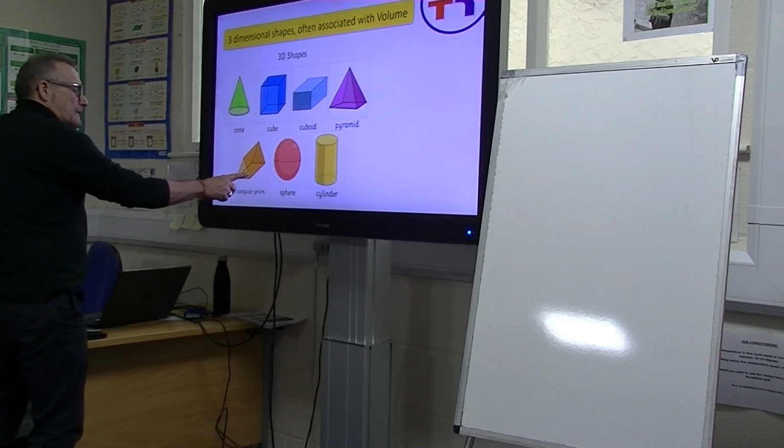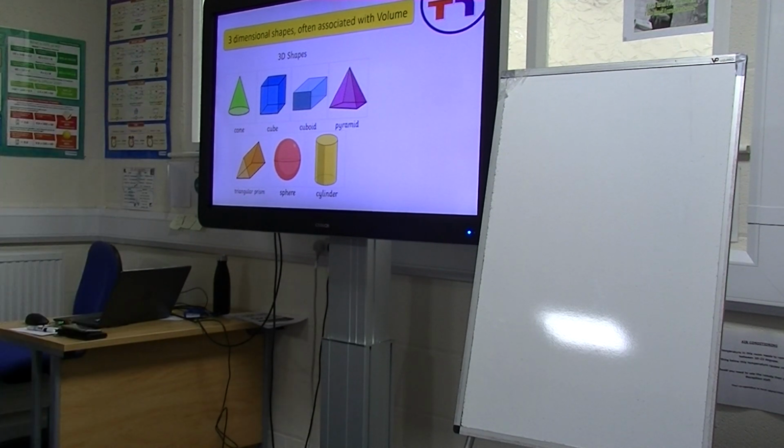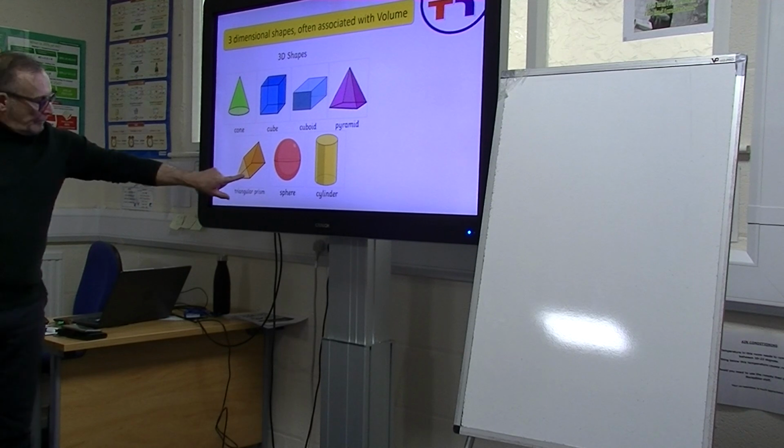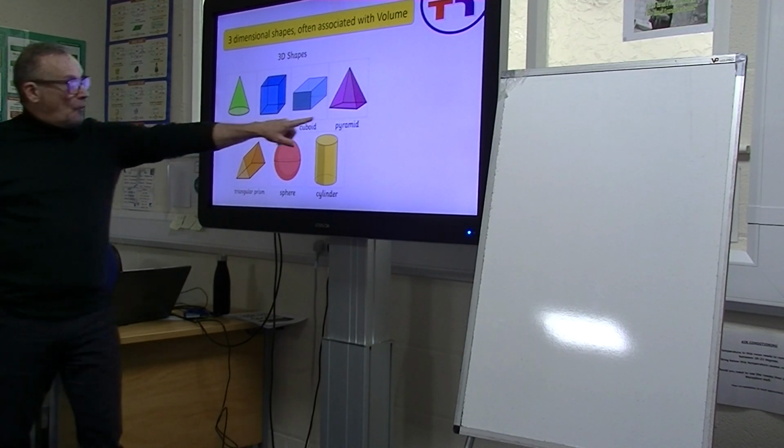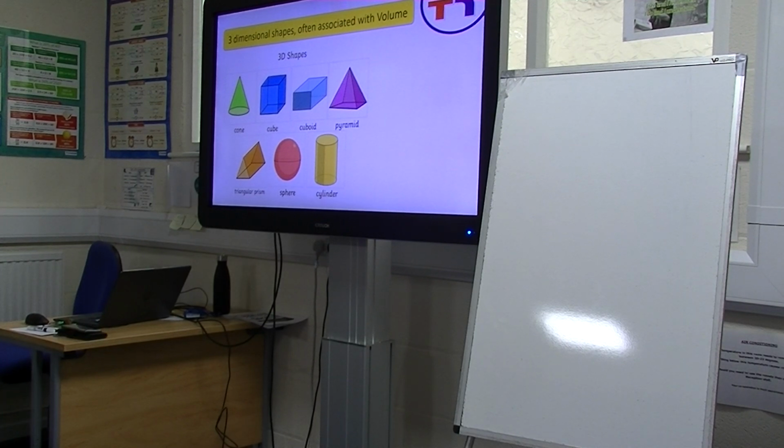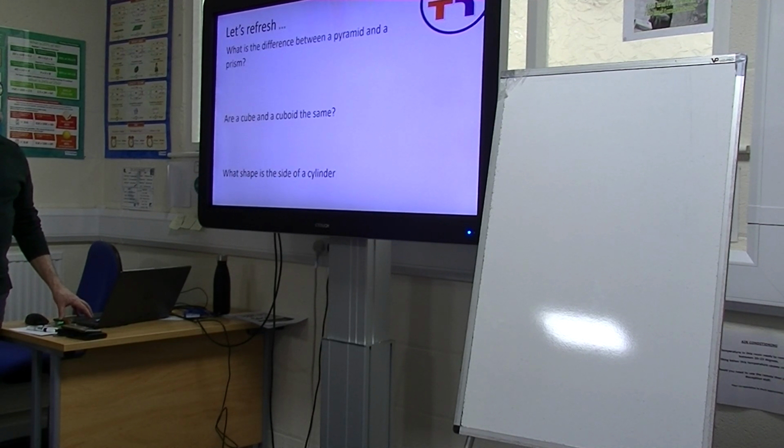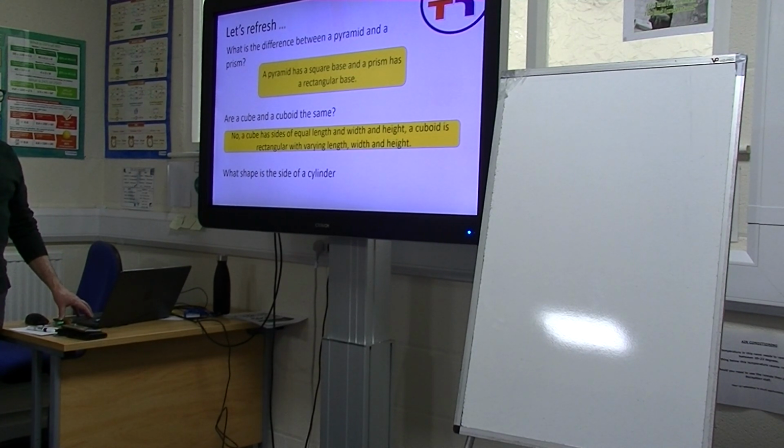Look at the difference between the prism and the pyramid. Okay? There is a difference. That's 3 sides, that's got 4. Okay? So that's the difference between the 2. What's the difference between a pyramid and a prism? The sides. Yeah. A pyramid has a square base and a prism has a rectangular base. Are a cube and a cuboid the same? No. A cube has sides of equal length, width and height. A cuboid is rectangular with varying length, width and height.